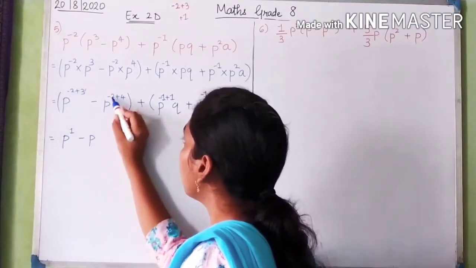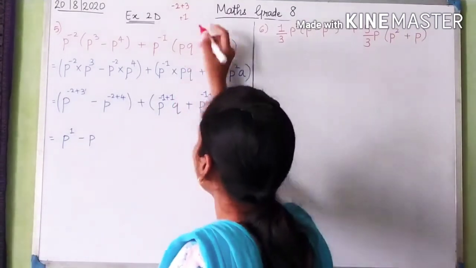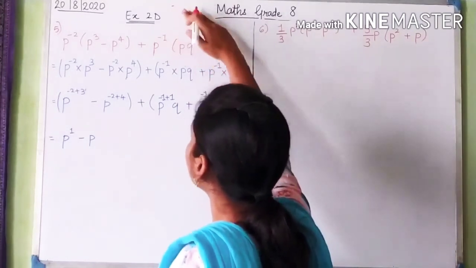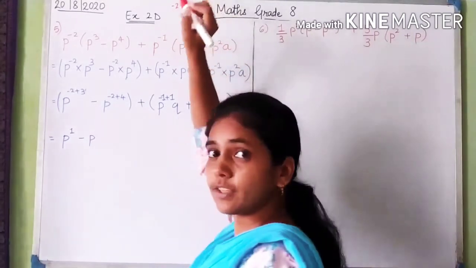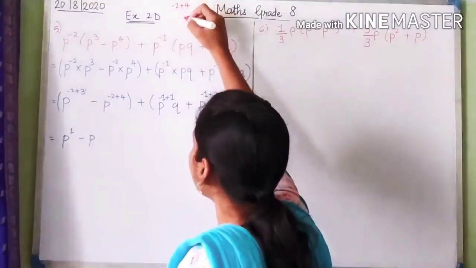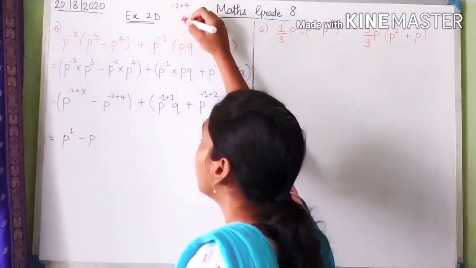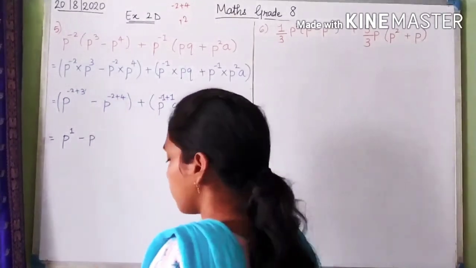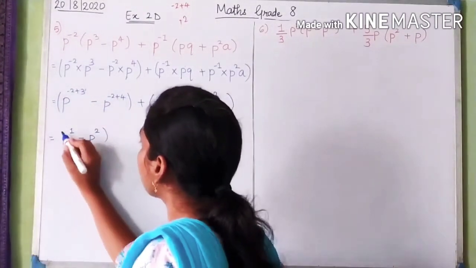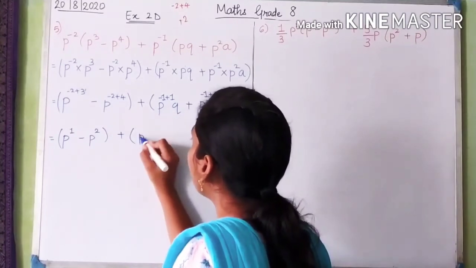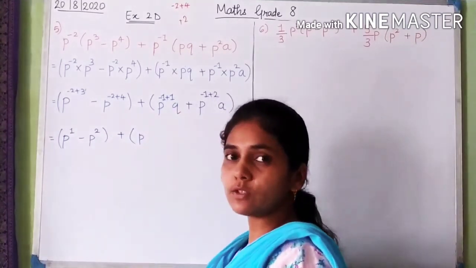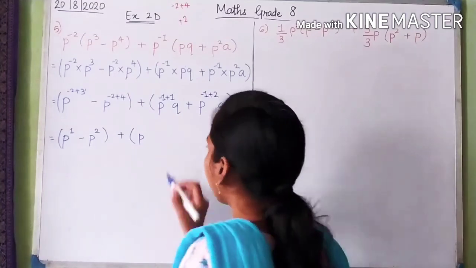Minus p raised to minus 2 plus 4. Minus 2 plus 4. One is negative, the other is positive. We need to subtract. 4 minus 2 is 2. The greater number is 4. So plus 2. Okay. So this is again plus 2. Then plus p raised to minus 1 plus 1. What is minus 1 plus 1? 0. Okay.